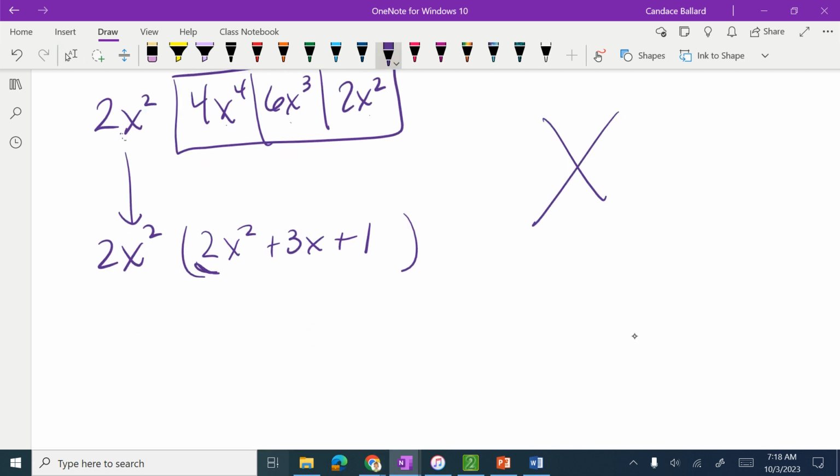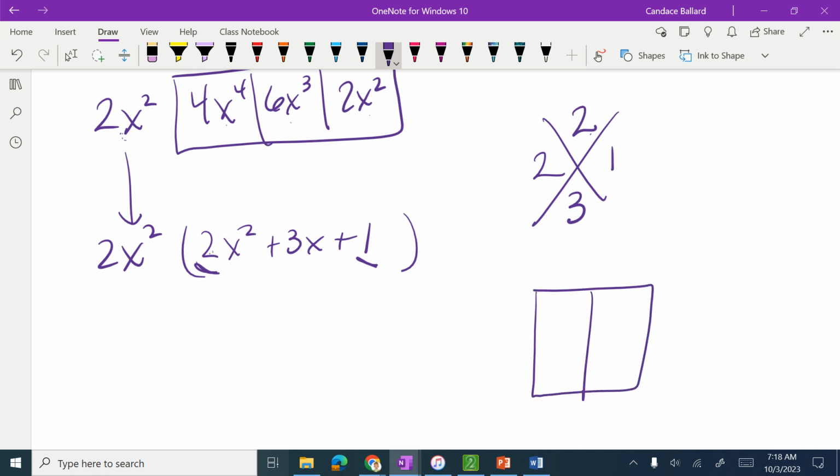I multiply the first and the third together. That would be 2 and 3. So I need two numbers that multiply to 2 and add to 3, which would be 2 and 1. I do have a leading coefficient, so that means I need a box. Top left-hand corner of the box is 2x squared. Bottom right is 1. And then I'm going to take my two values from my magic x and put them in the box, followed by an x.